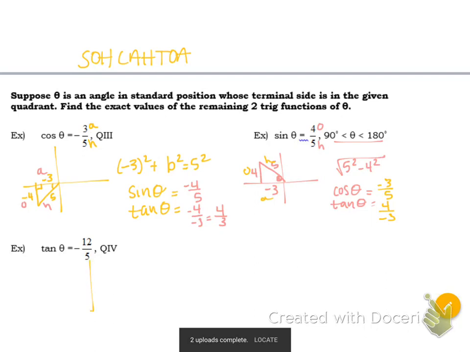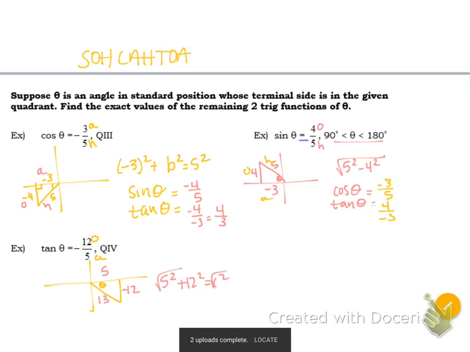Okay, my last one is in quadrant 4. So it's opposite over adjacent. So my opposite I know is 12. My adjacent I know is 5. The 5 needs to be positive. The 12 needs to be negative because it's going down. So I need to do 5 squared plus 12 squared equals c squared to figure out, and then I square root both sides. So I'm going to get 13.